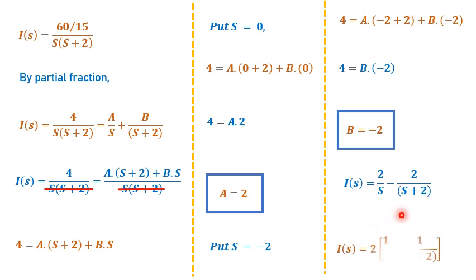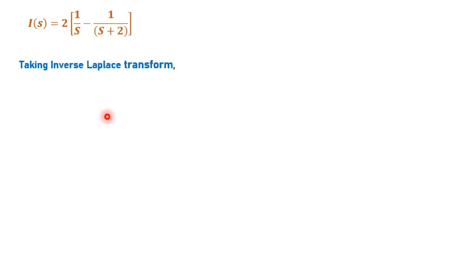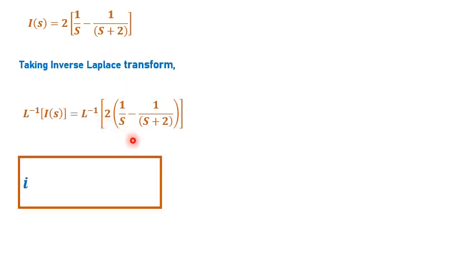Take 2 outside. Now inverse Laplace. We will get 2 into 1 by S minus 1 by S plus 2, which gives 2 into 1 minus e power minus 2t. This is the transient current that is flowing in the circuit after the switch is closed.